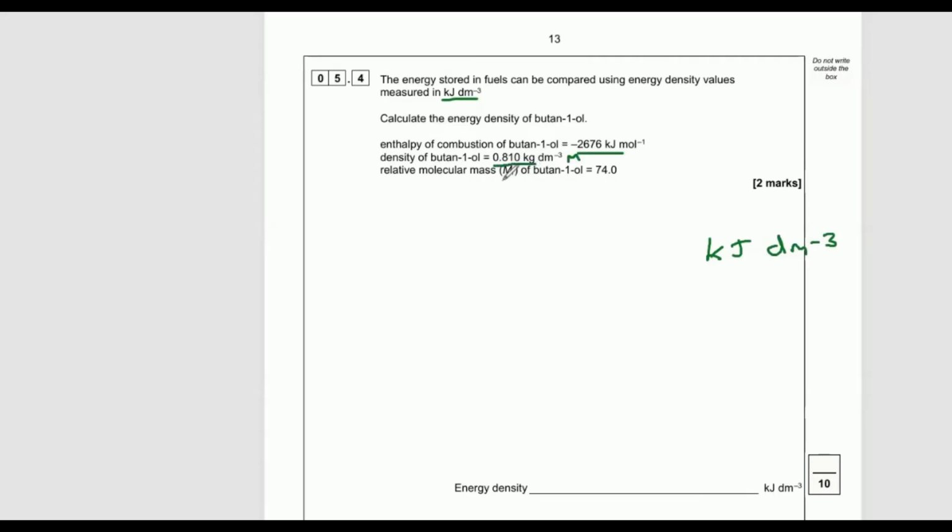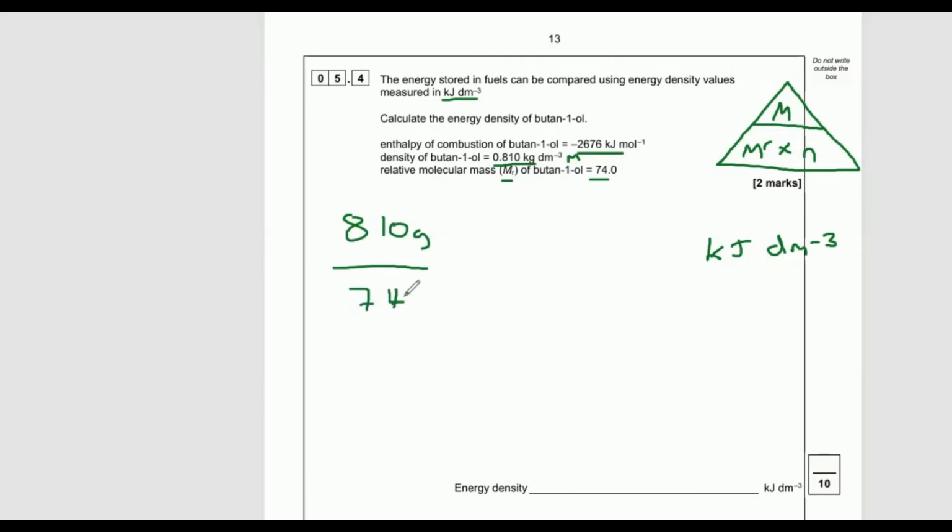Well, we know the enthalpy of combustion is minus 2676, and we've been given the density, which contains the mass, 0.810 kilograms in 1 decimeter, and we've been given the MR. And even if you're baffled by this question, the moment you see MR, you should be thinking mass over MR times moles. Now we know that in 1 decimeter there's 810 grams because we do 0.810 kilograms times 1,000, and we know that we've been given the MR of 74, so I'm just going to do mass over the MR, and that's going to give me the moles, and that means there are 10.95 moles in 1 decimeter.